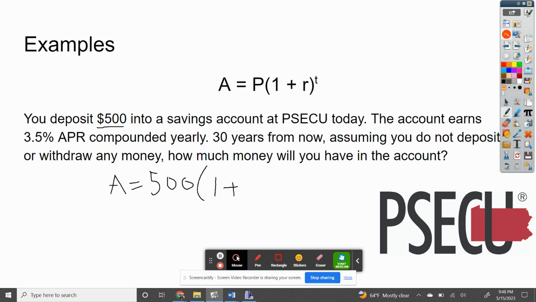Parenthesis 1 plus my rate. My rate is 3.5%, but I've got to write it as a decimal, so that's 0.035. To the power of t, and t is time, and in this case time is years, so that is to the power of 30. And you can in your brain try to think about, what should this come out to if I put $500 in and get 3.5% every year. So let's figure this out.